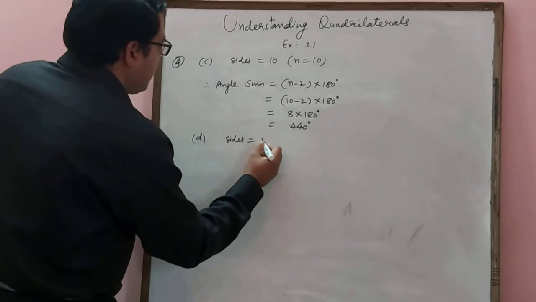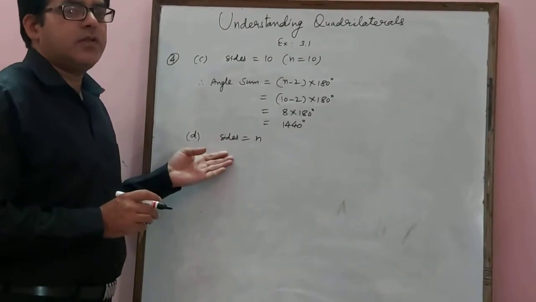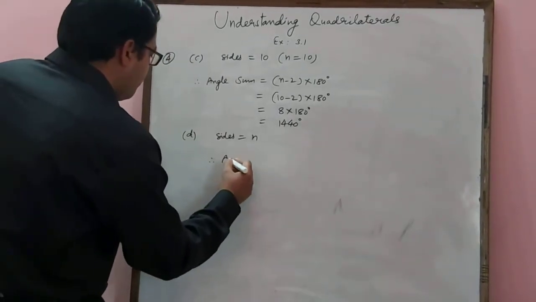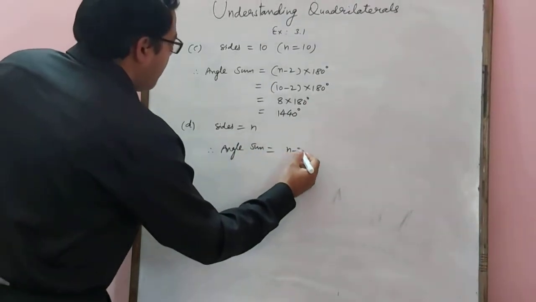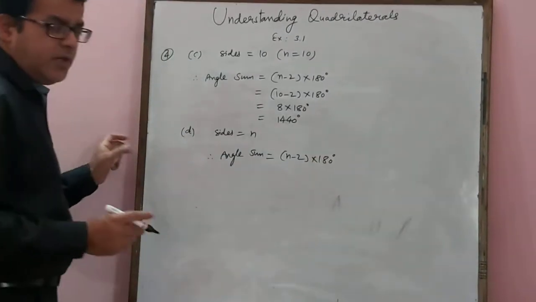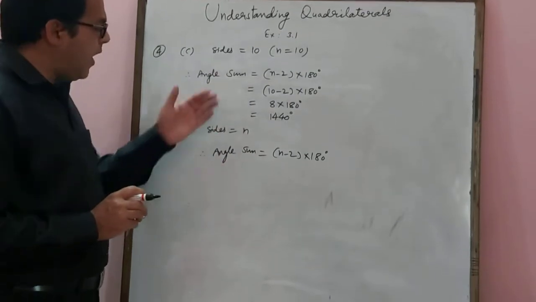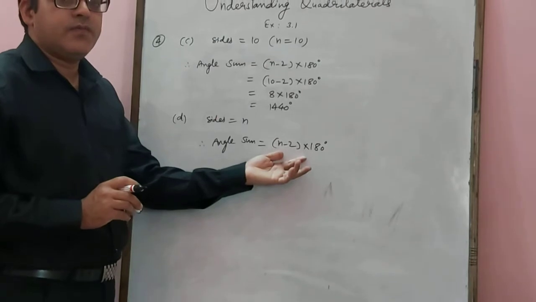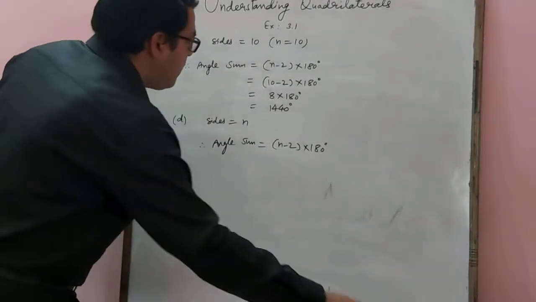And D part: the number of sides is given as n. N may be any number, so we don't know the value of n. Therefore, the angle sum will be (n minus 2) into 180. We don't know the value of n, so we have to write only this formula, (n minus 2) into 180. Hope you understand, guys. Now question number 5.